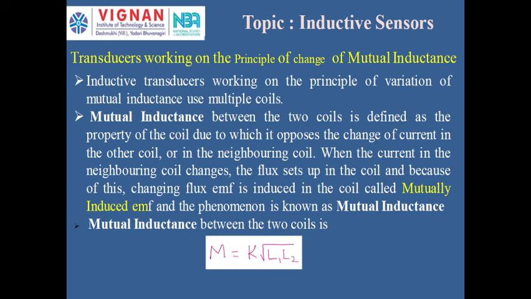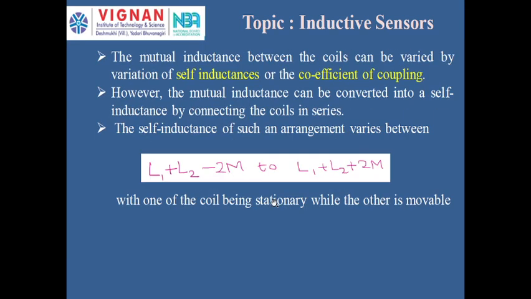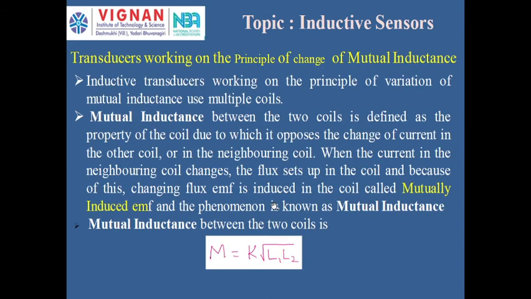Okay, now we will see. Inductive transducers working on the principle of variation of mutual inductance use multiple coils, whereas in the previous case we were using only one coil, but in this case we should use multiple coils. As we know, the mutual inductance between the two coils is defined as the property of a coil due to which it opposes the change of current in the other or neighboring coil. So when the current in the neighboring coil changes, the flux sets up in the coil and due to this changing flux, an EMF is induced in the coil, called mutually induced EMF.